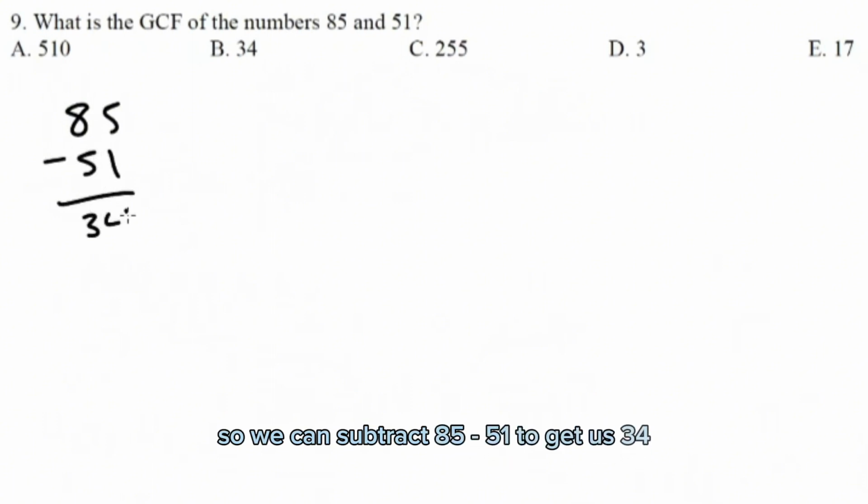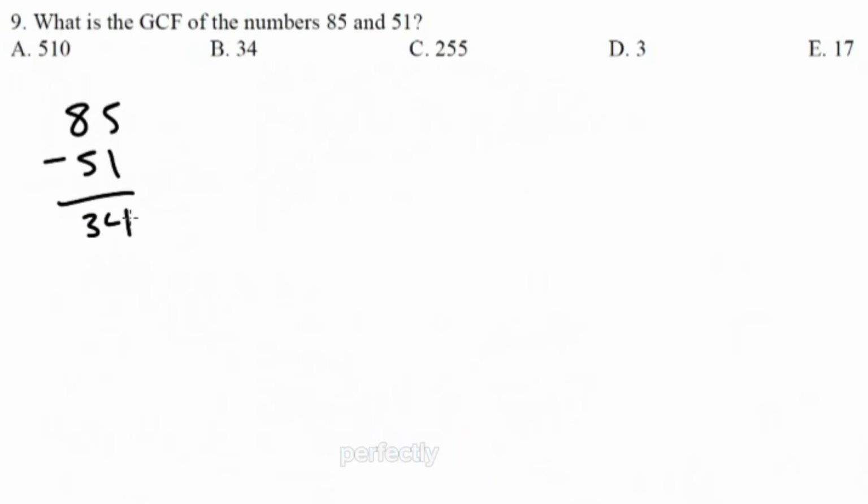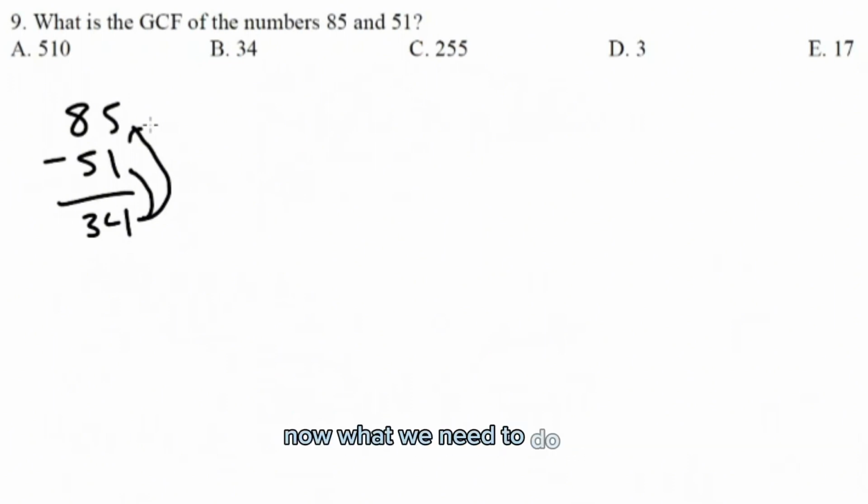Alright, so we can subtract 85 minus 51 to get us 34. Now, this is not our GCF right away. What we need to check is, does 34 go into both these numbers perfectly? Alright, does 34 go into 85 or 51? No, it doesn't. No multiple of 34 is 51 or 85. So that's not it. Now what we need to do is, we need to break 34 down into its factors and figure out the biggest factor that goes into both 51 and 85.